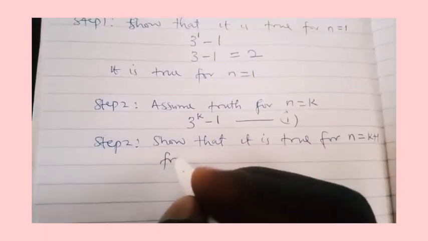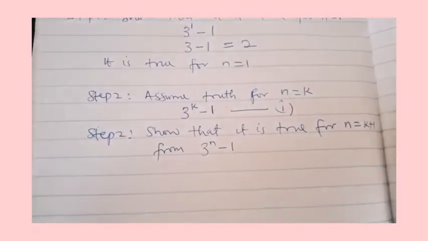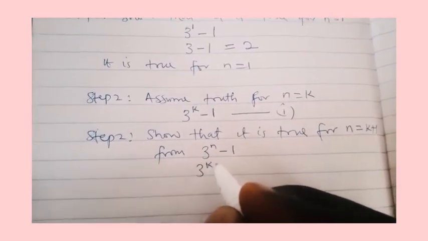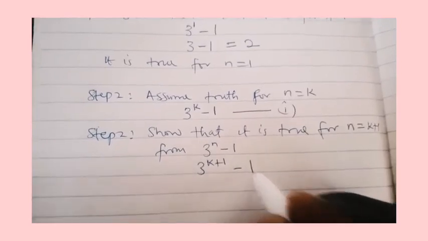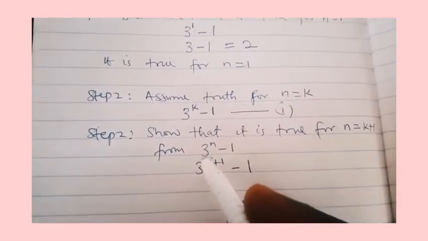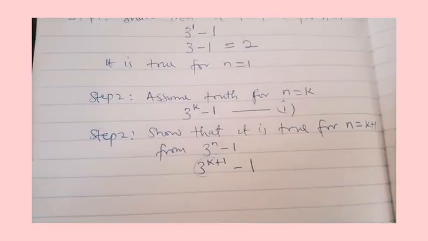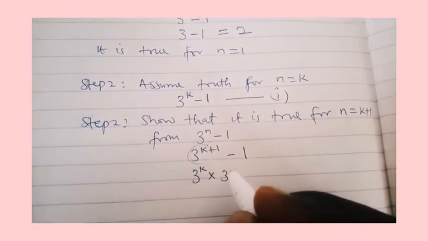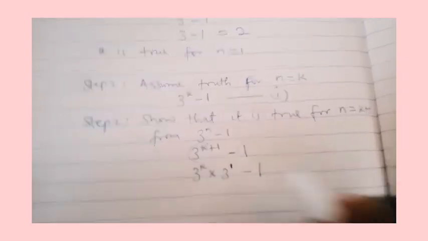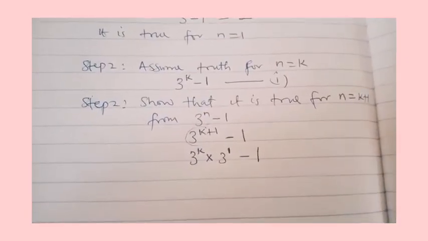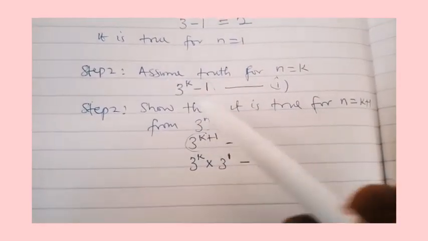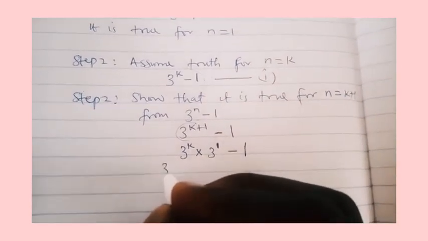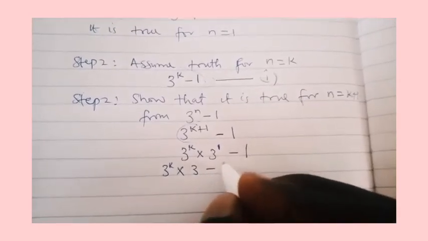Now, from the expression itself, we are going to replace n with k plus 1. That will be 3 to the power of k plus 1 minus 1. Now, from indices, we know that 3 to the power of k plus 1 can also be written as 3 to the power of k times 3 to the power of 1, then minus 1. Now, our aim is to see if we can factor out this, which we know already is a multiple of 2, from here. Of course, we can. Since we know that 3 to the power of 1 is 3, minus 1.